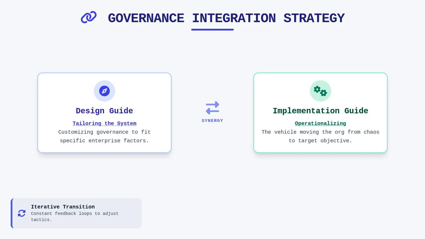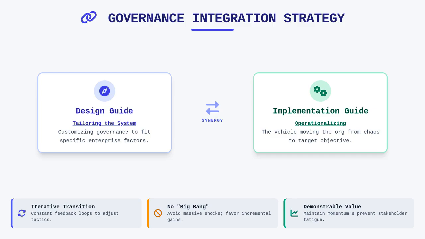This transition is iterative by nature, requiring constant feedback loops that allow us to adjust our tactics as the organizational context shifts. We avoid the trap of big bang deployments, favoring incremental gains that provide demonstrable value early in the process. This maintains momentum, prevents stakeholder fatigue, and allows the governance system to mature in alignment with the enterprise's evolving business strategy.